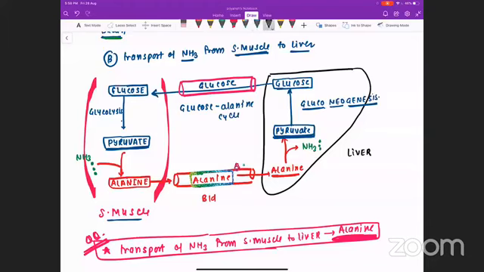This cycle is also called Cahill's cycle, or the glucose-alanine cycle. Cahill cycle and glucose-alanine cycle are the same. So this is step 3.